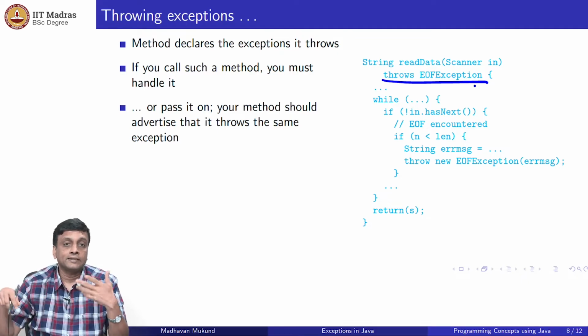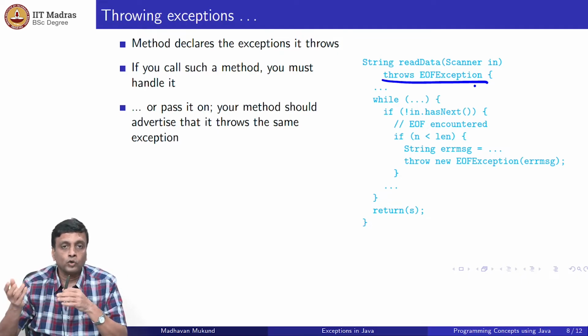So this is now something that the Java compiler actually enforces. If you do not do one of these two things, either catch it or declare it as a throwable exception from your function, then Java will say that there is a compilation problem with this function code.